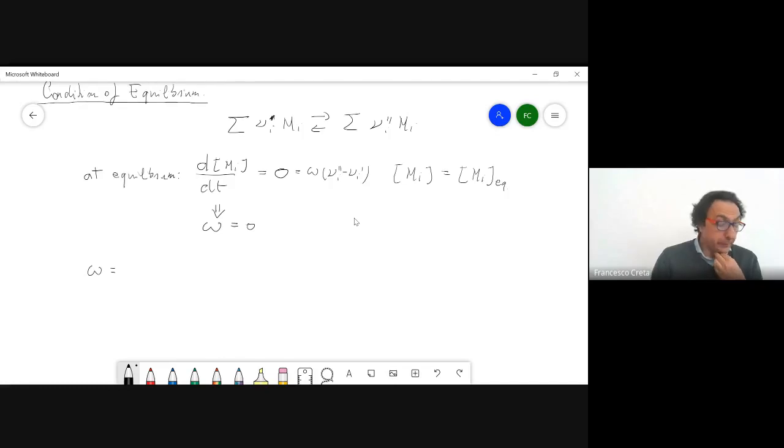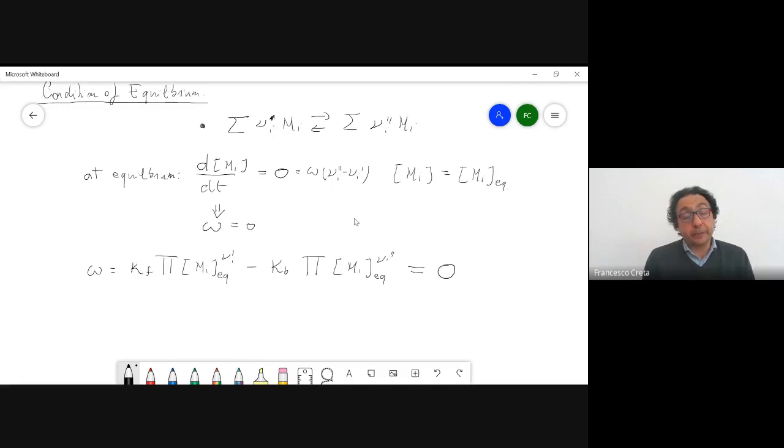Remember how we can write omega, right? We just wrote it down. We can have omega as the forward rate times the product of my concentrations to the power of nu prime, minus the backward rate times the product of my concentrations to the power nu double prime. Now, if we impose this to be 0, I should also remember that I should add an equilibrium subscript here to remind myself that this is now the equilibrium concentration and does not change anymore.